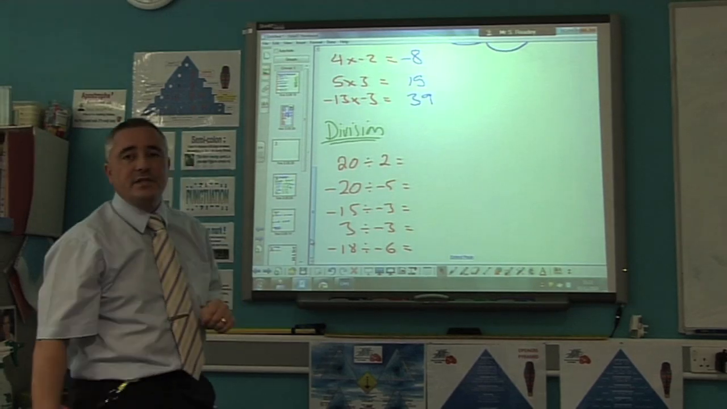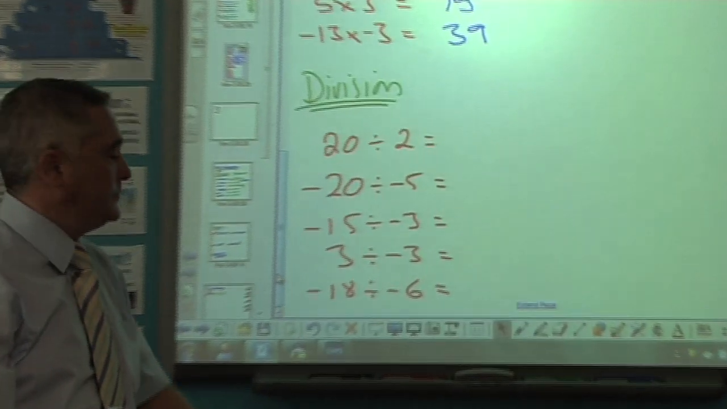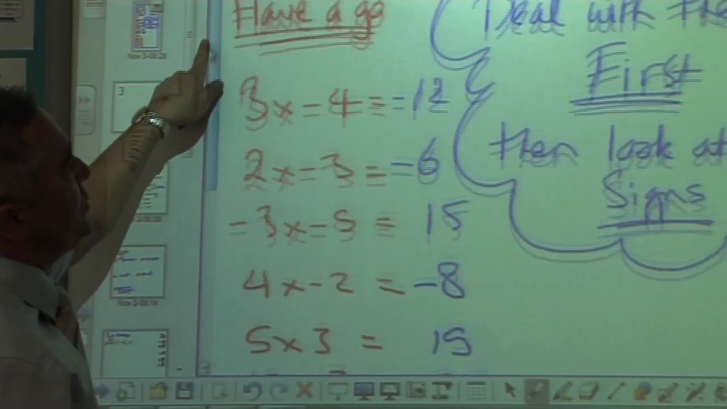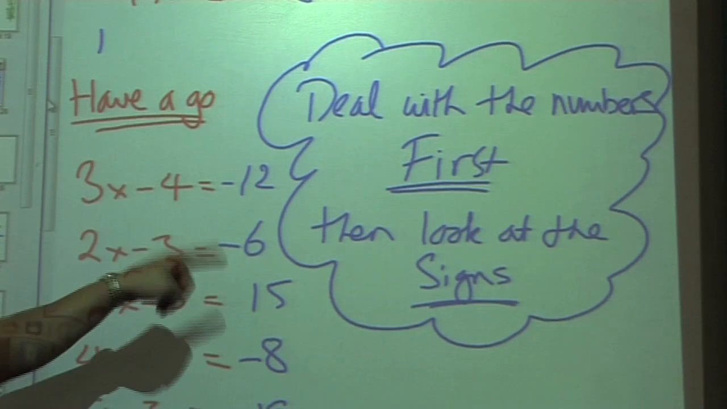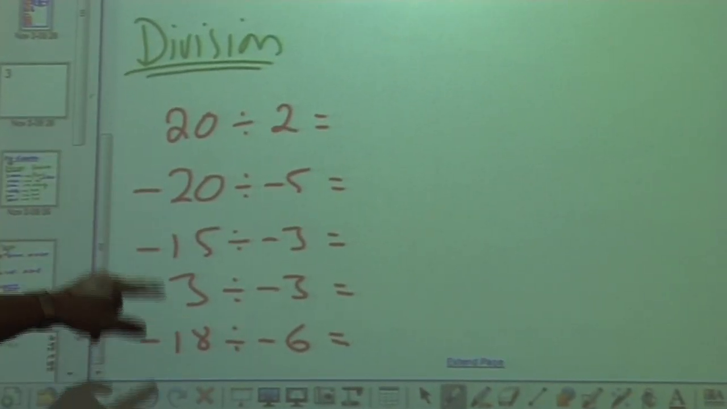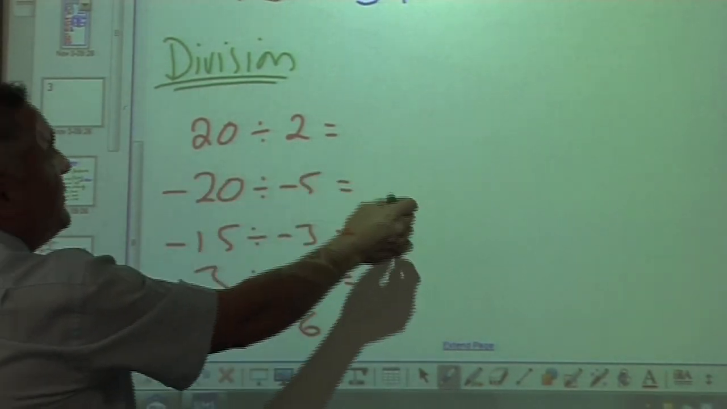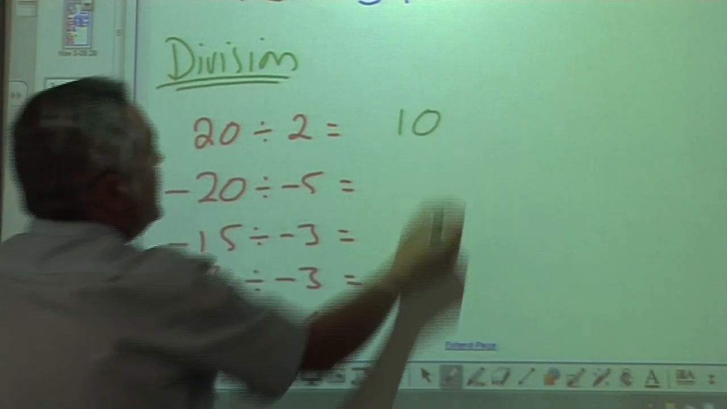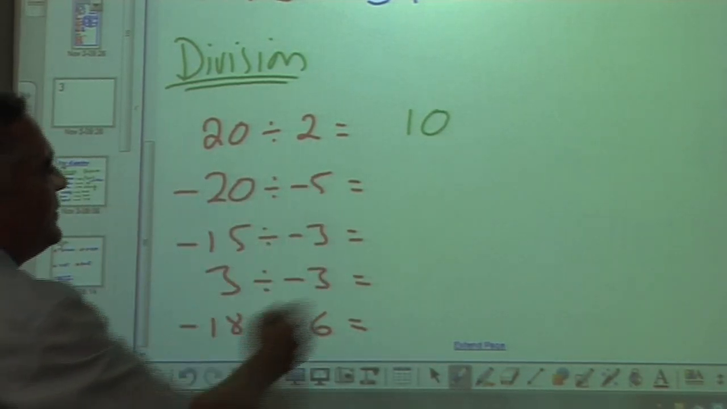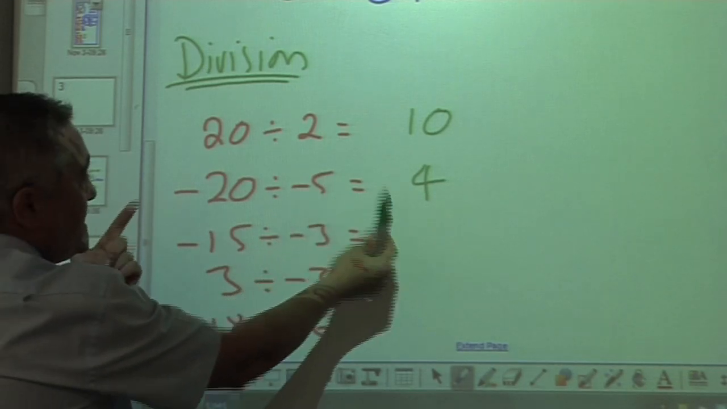Division, exactly the same. Work through them. Referring back to deal with the numbers first, then look at the signs. They're easy numbers, but it's the sign and the process that we're looking for. Keep confident. 20 divided by 2, 10. The signs are the same or different? 20 divided by 5, 4. Look at the signs. They're the same. It stays as it is.